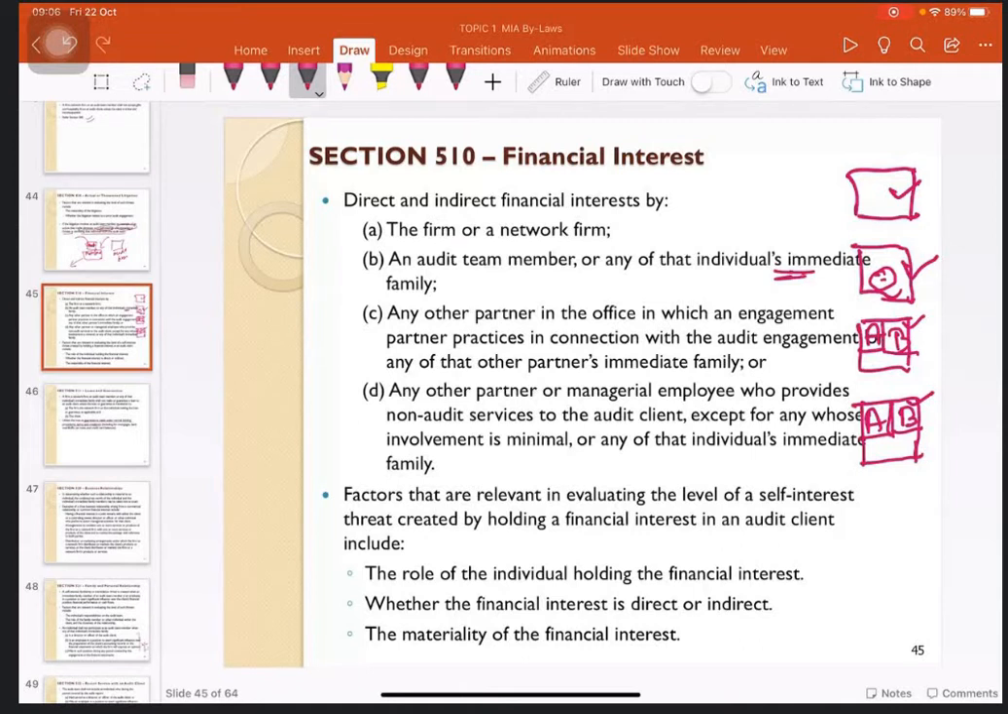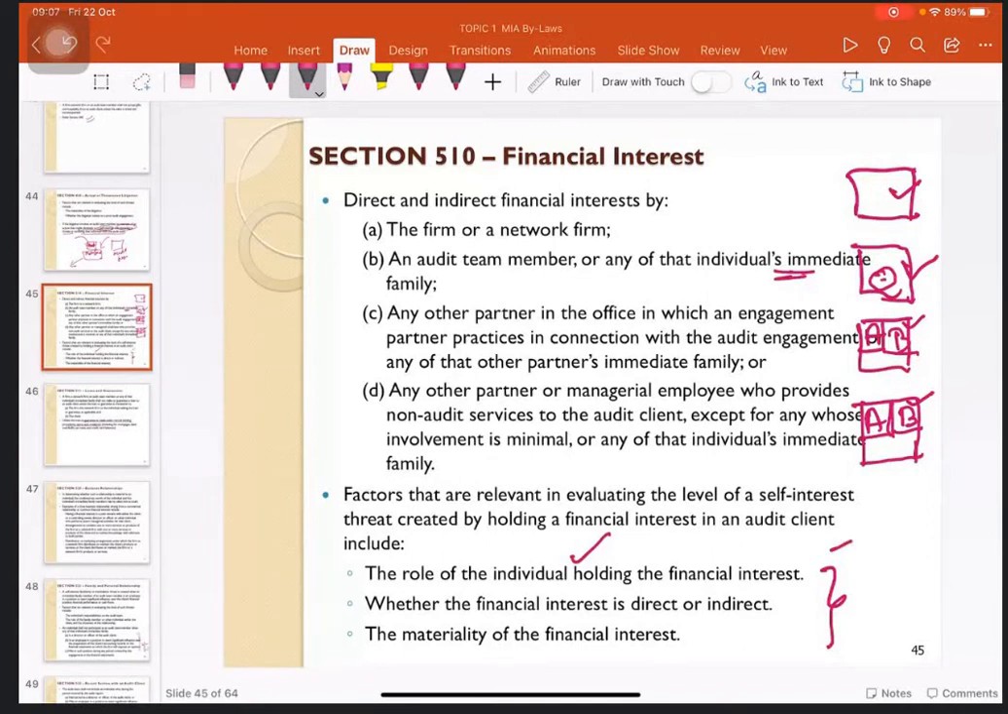The factors that are relevant in evaluating the level of self-interest threat created by holding a financial interest in the audit client include the role of individual holding the financial interest, whether the financial interest is direct ataupun indirect, the materiality of the financial interest. Okay. So kalau nak tengok sama ada threat ke tak, kita nak tengok sama ada the role of individual holding the financial interest tu dia ada significant influence or not.